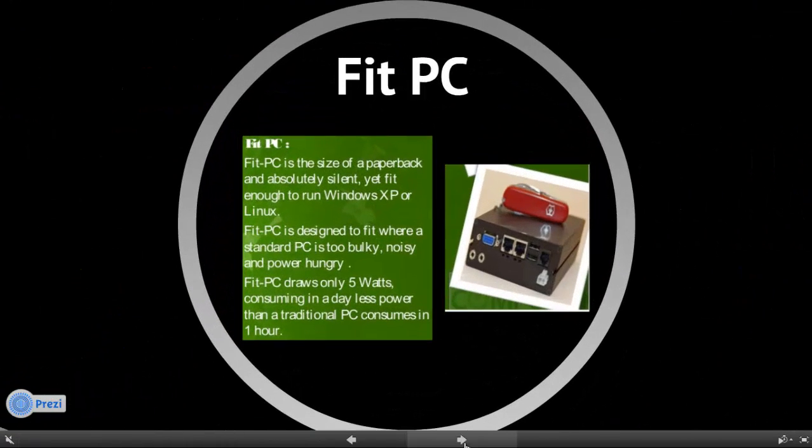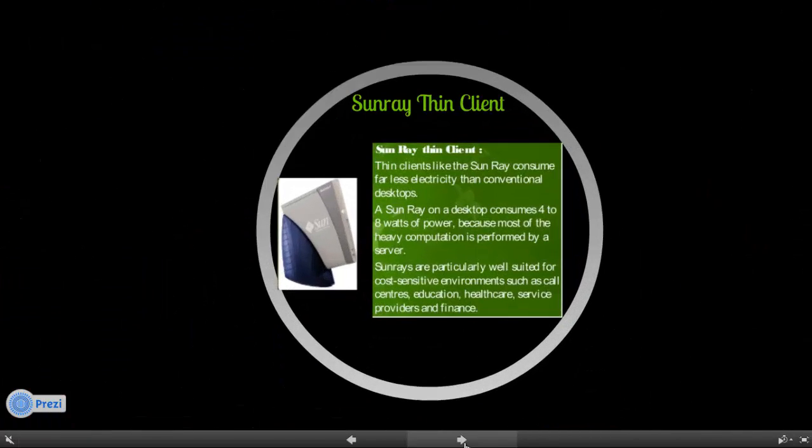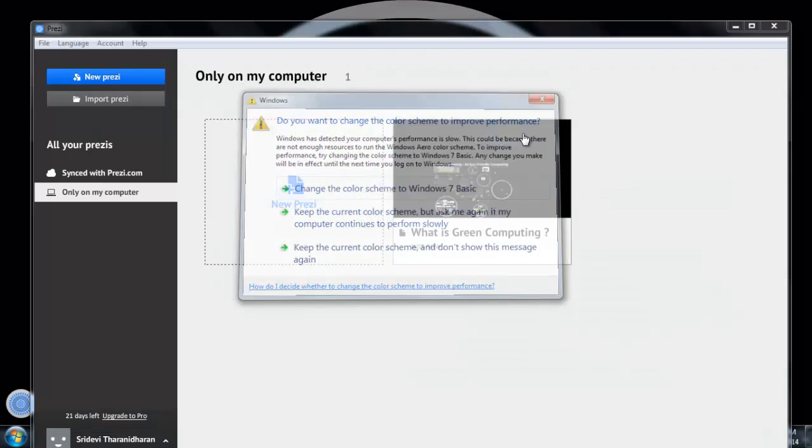Fit PC. Fit PC is the size of a paperback and absolutely silent, yet fit enough to run Windows XP or Linux. It is designed to fit where a standard PC is too bulky, noisy, and power hungry. Fit PC draws only 5 watts, consuming in a day less power than the traditional PC consumes in 1 hour. So switch over to Fit PC also. Sunray Thin Client.